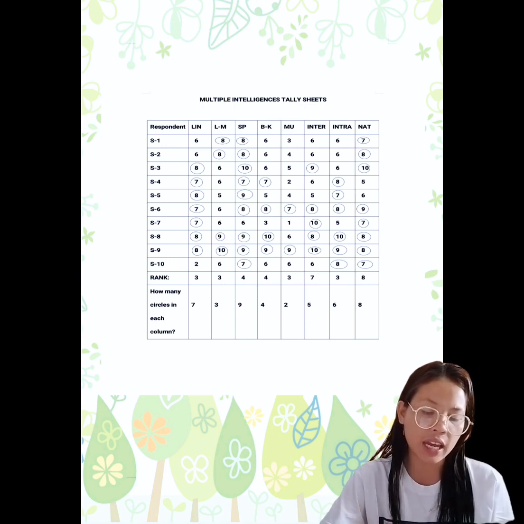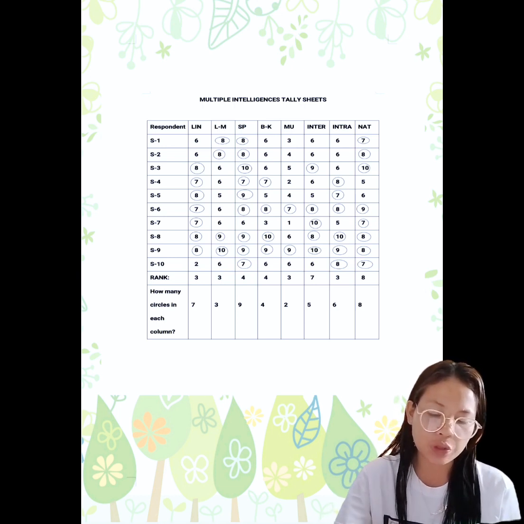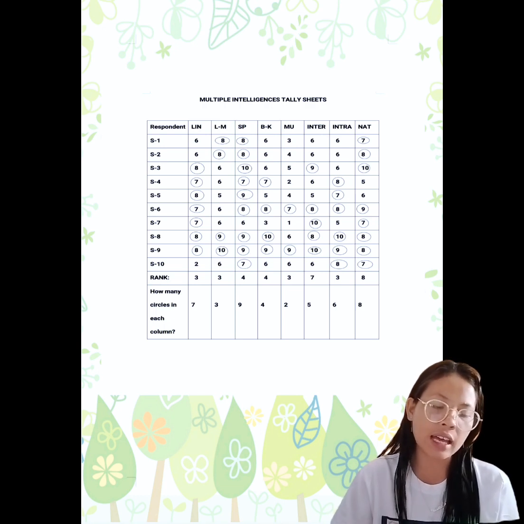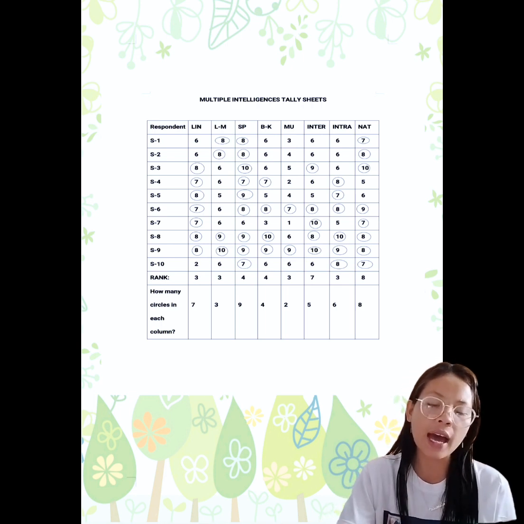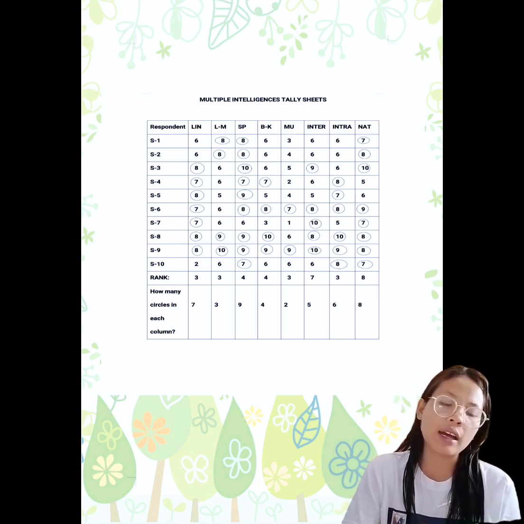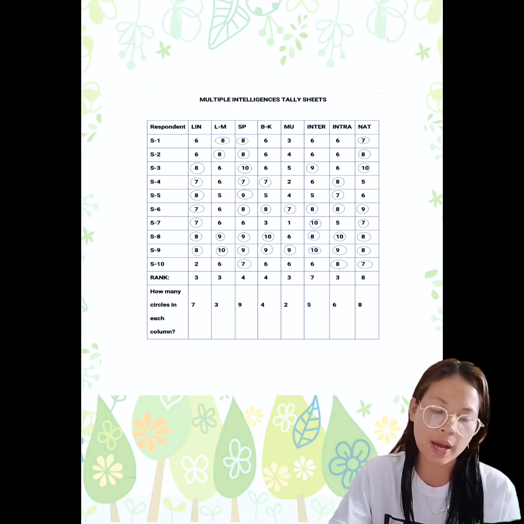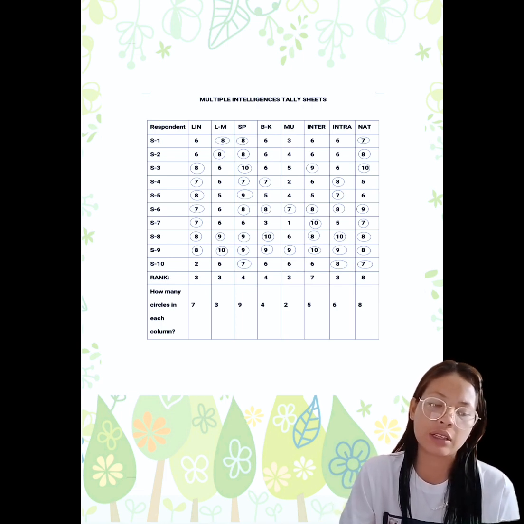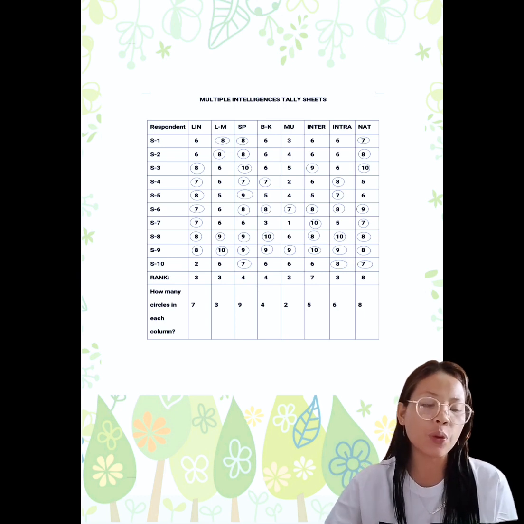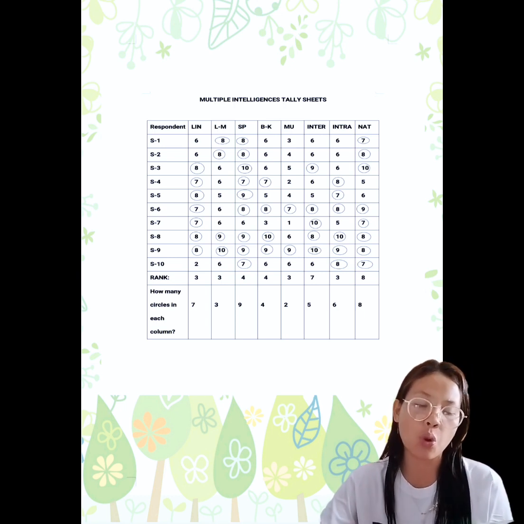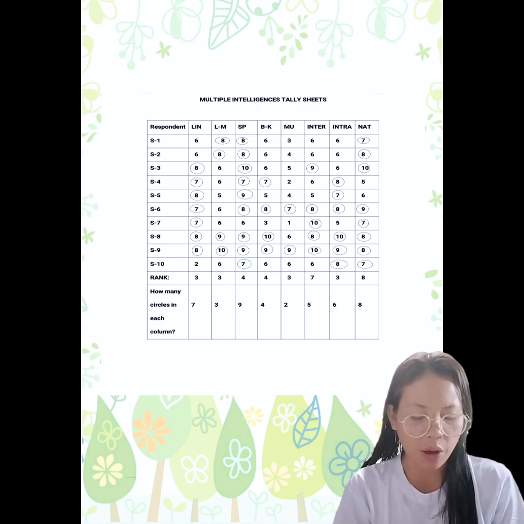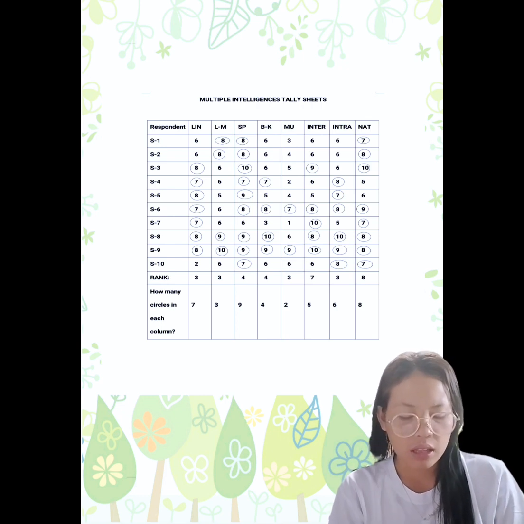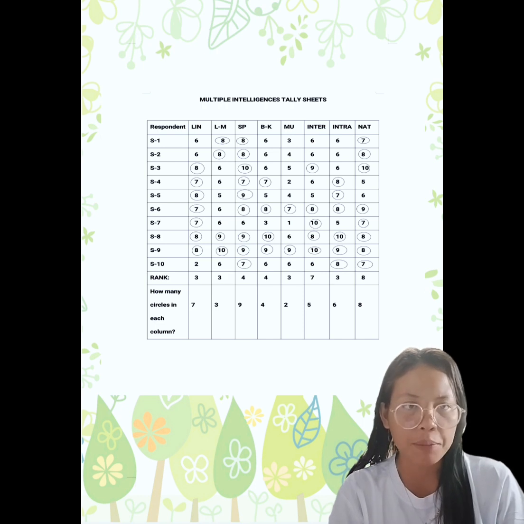By the way, there are respondents who are not very good at music. So I found out that the students of Cansalunoy Elementary School lack enhancement in musical intelligence. So how many circles are in each column? In spatial, naturalist, and linguistic, as you can see, it is high.